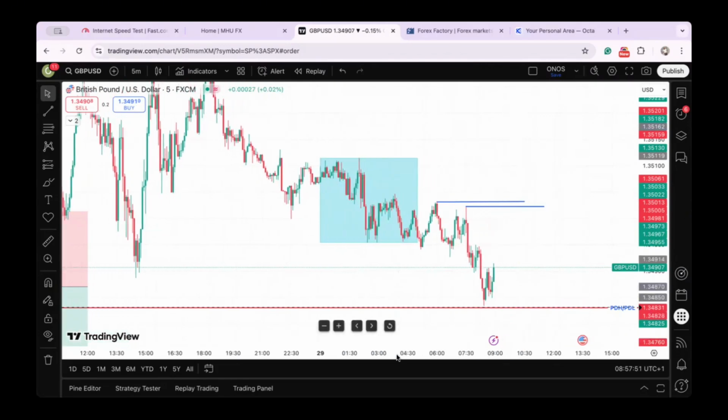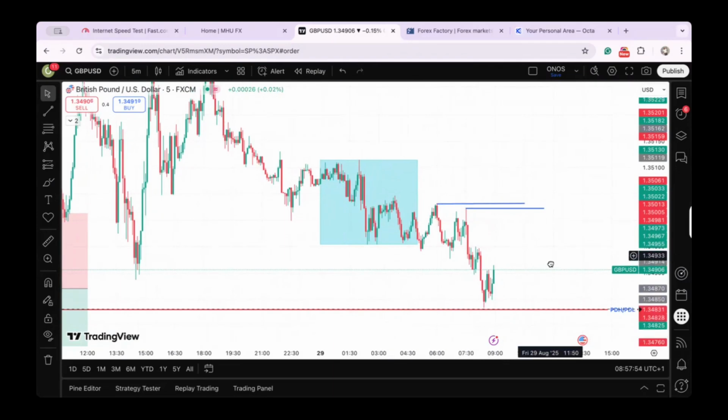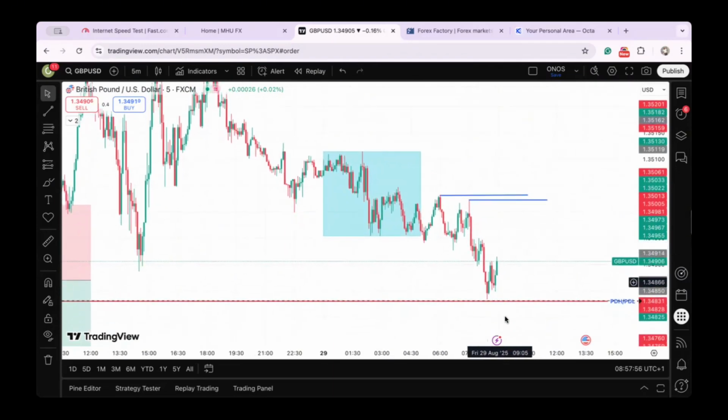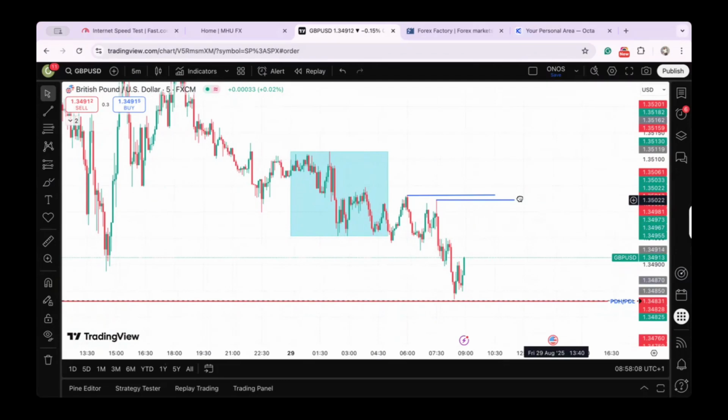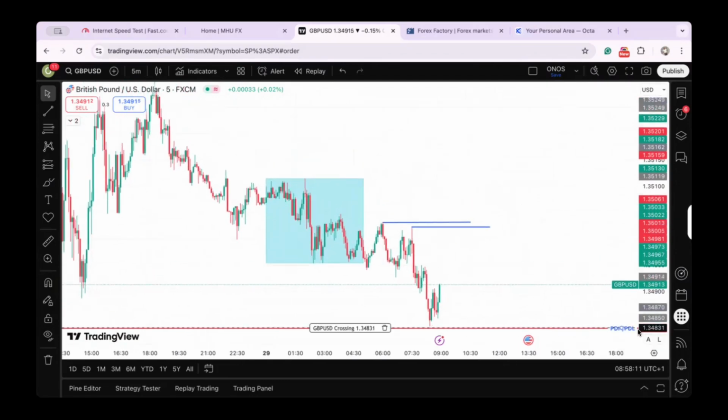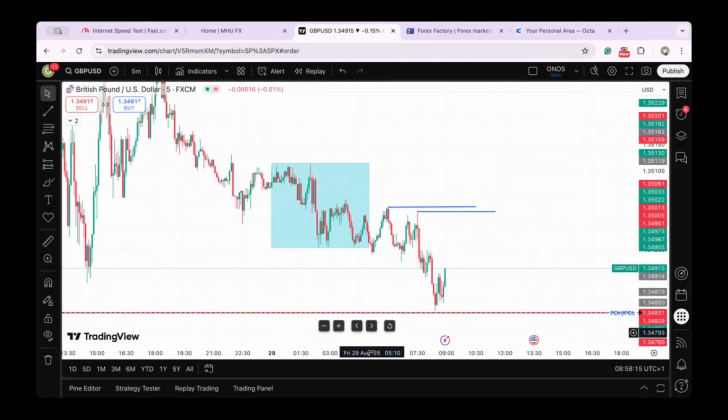So I'm looking for sells. But the only way I can enter a sell trade is if I see price trade below the previous day's low. If I see the previous day's low trade, then I look for an entry. So this is today's trade and I'm still watching it. I've already set my alert here, so once price crosses, I'm going to get an alert to enter.